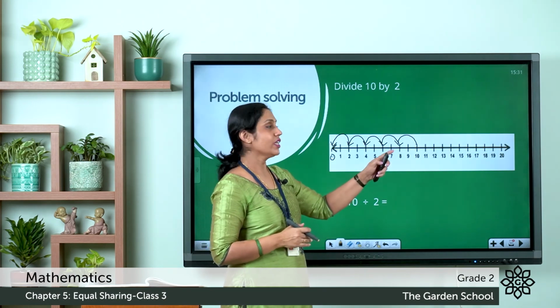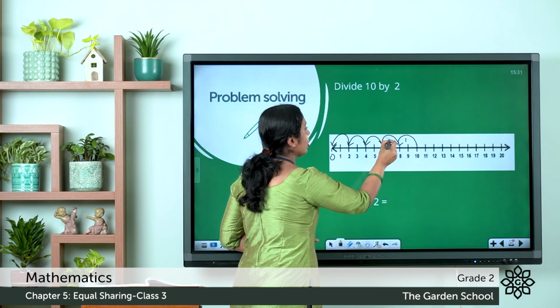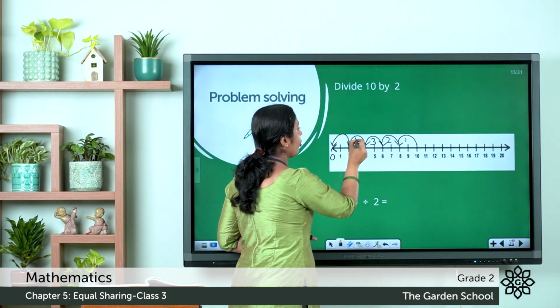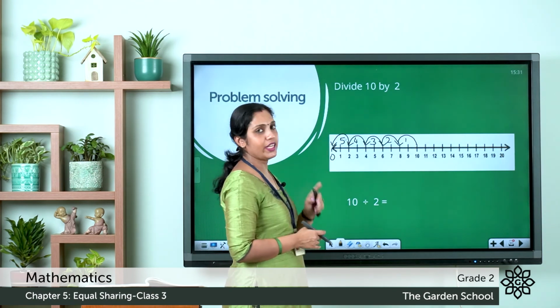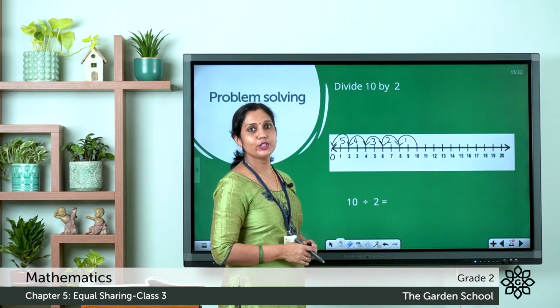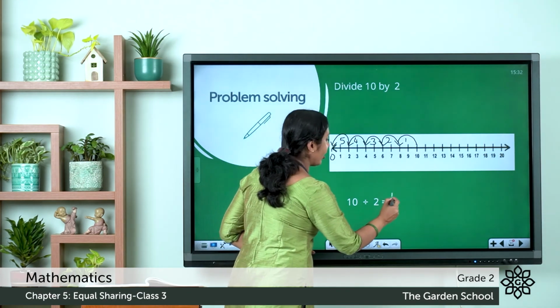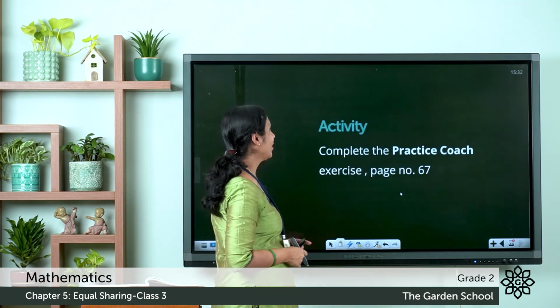We have to check how many times did we jump. It is 1, 2, 3, 4, 5. So, how many times did we jump? We jumped 5 times to reach the number 0. So, what is the answer? 10 divided by 2 is equal to 5. So, hope you have done it correctly.